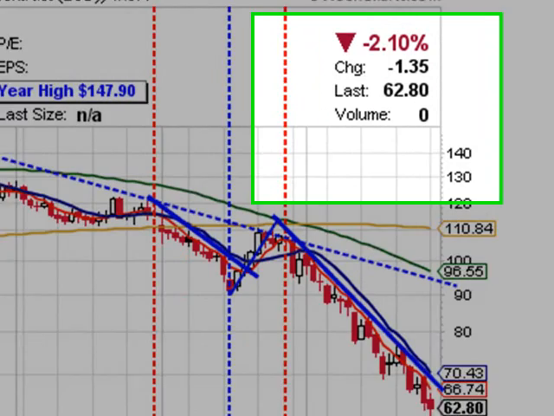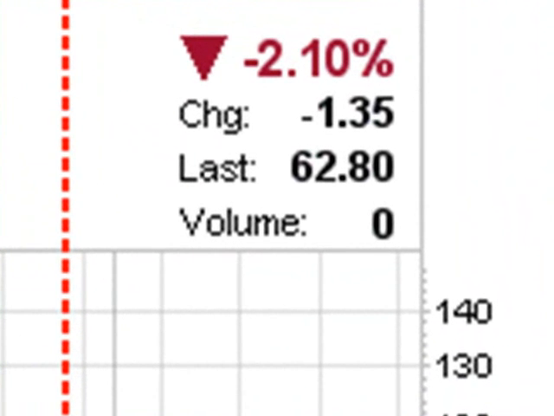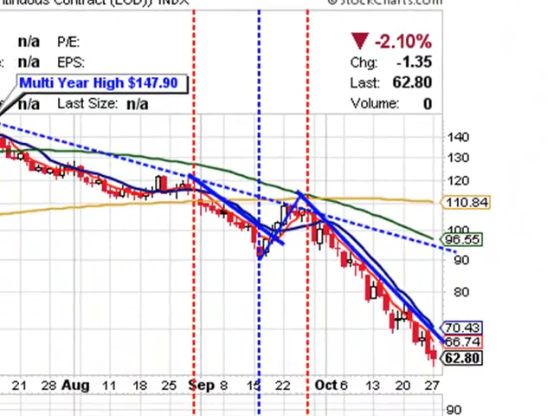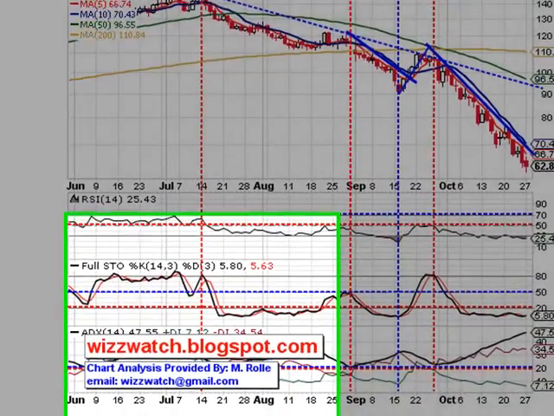Oil ended the day trading at $62.80, down $1.35 or 2.10%. But for the month, oil is currently down about $38 or 37.6%. Please keep the oil index on your radar for a move to the upside in the near term.